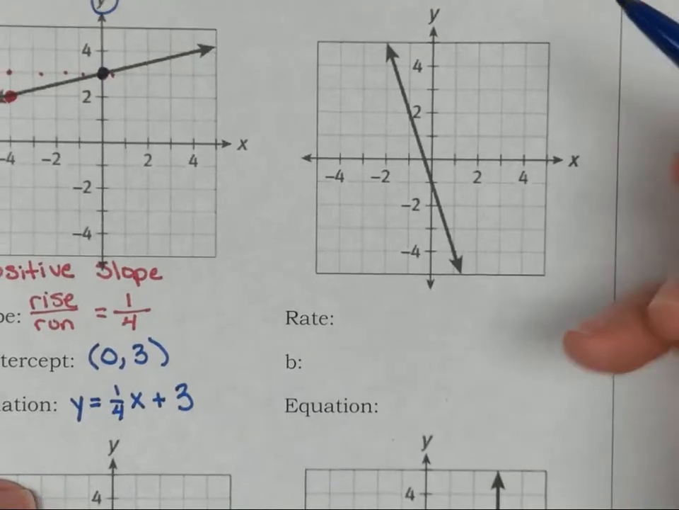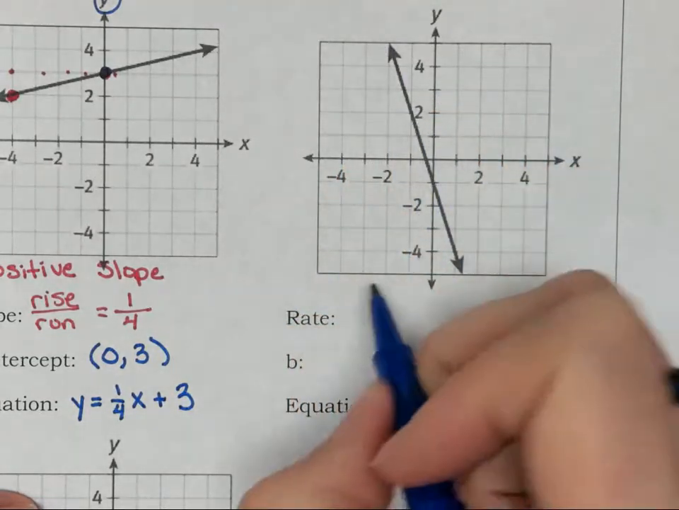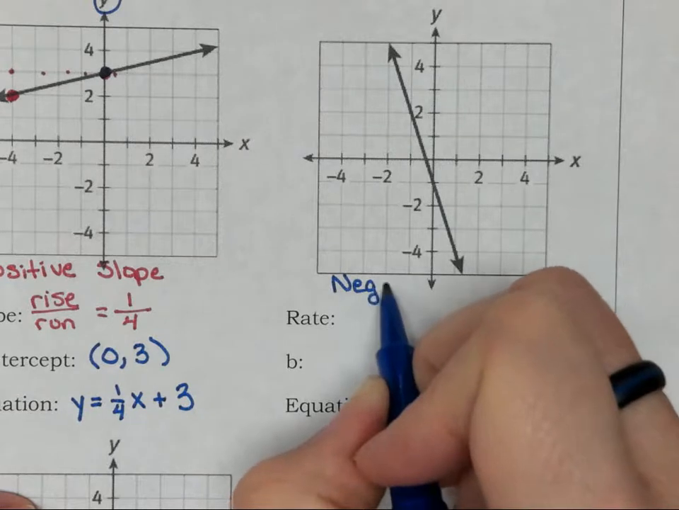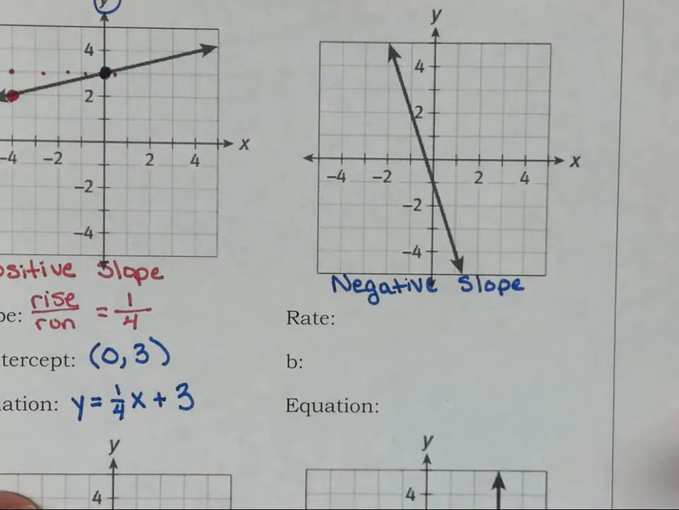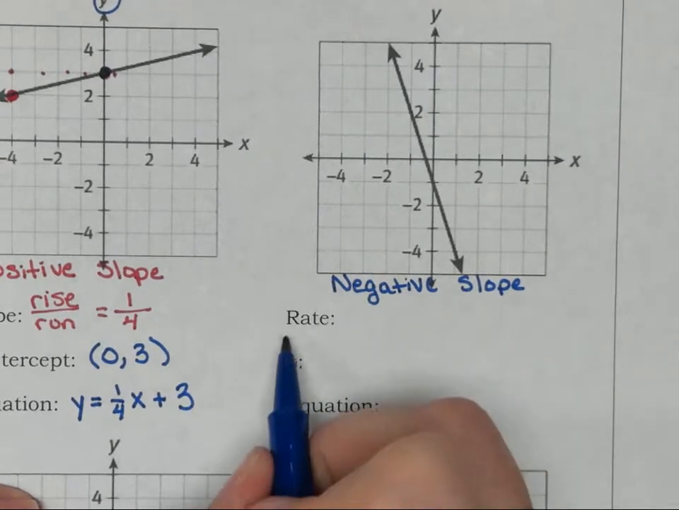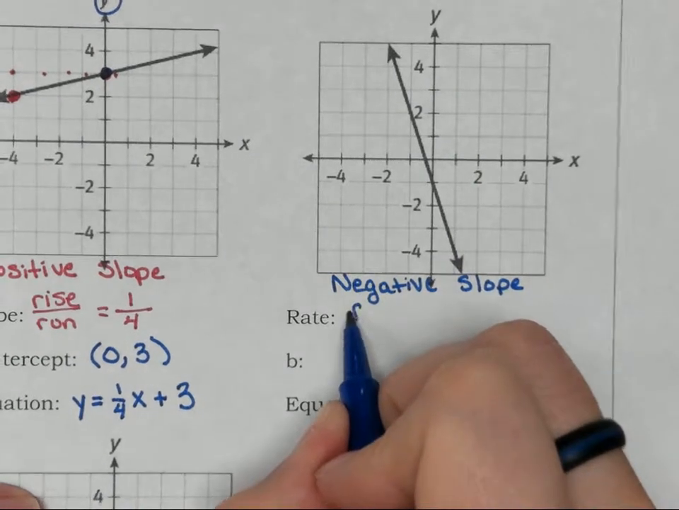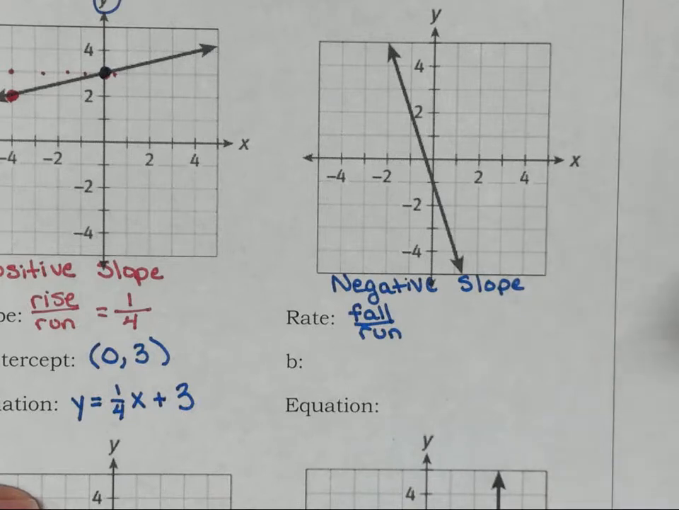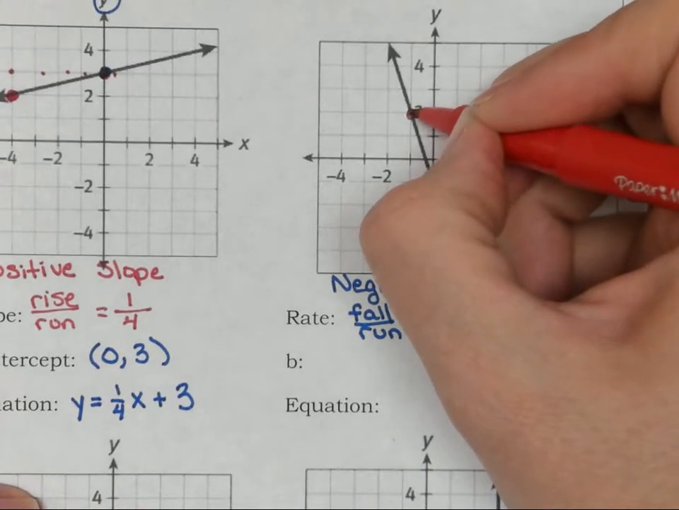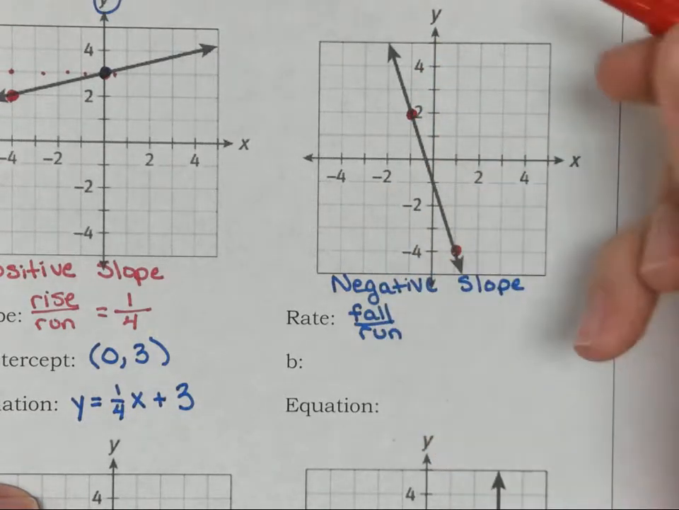Okay, let's go over to the next one. This one, if we read it from left to right, it is decreasing. So that means it has a negative slope. And rate is the same thing as slope. But this time, since it's negative, we are going to fall and run. We're not going to rise, we're going to fall. So I still need to pick 2 points. So I'm going to pick negative 1, 2, and 1, negative 4.